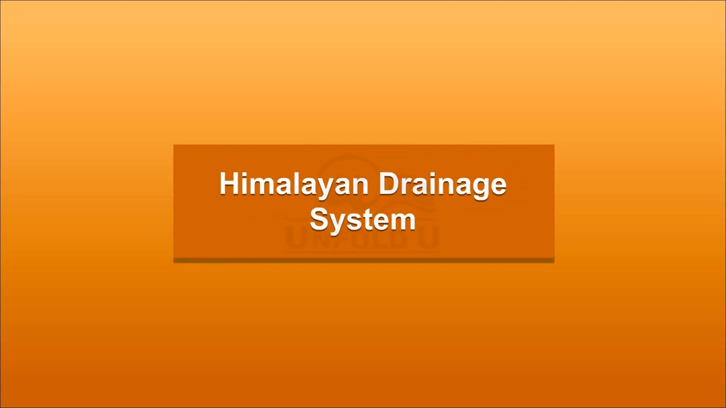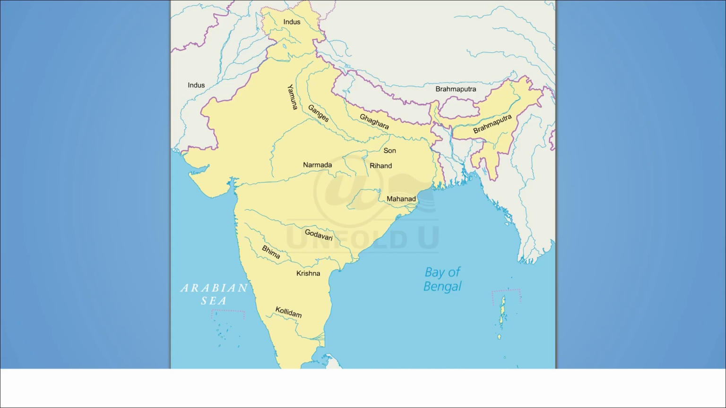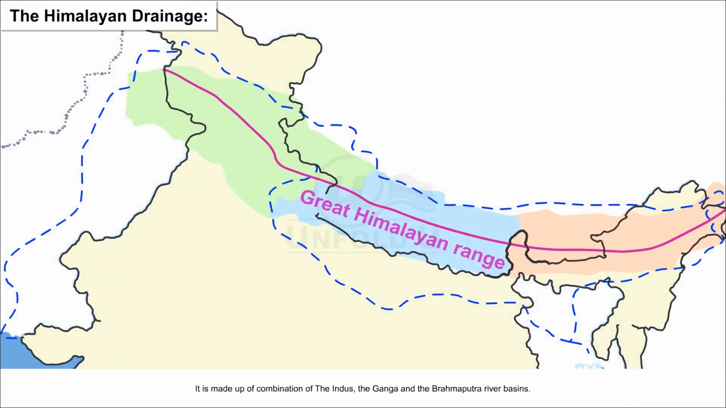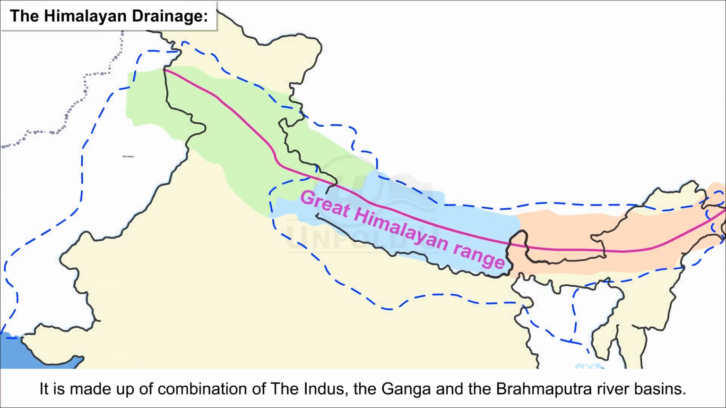Himalayan drainage system. Indian drainage system has a large number of rivers. The Himalayan drainage is made up of combination of the Indus, the Ganga, and the Brahmaputra river basins.